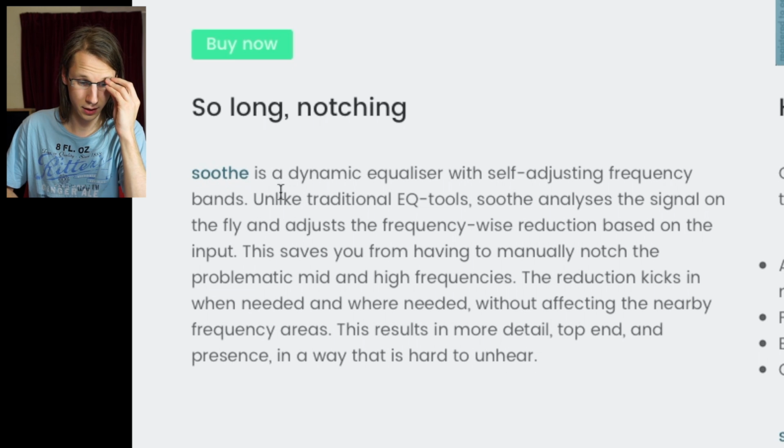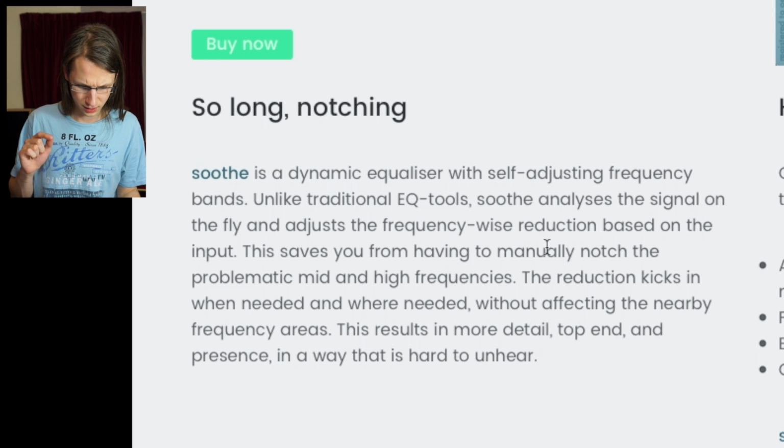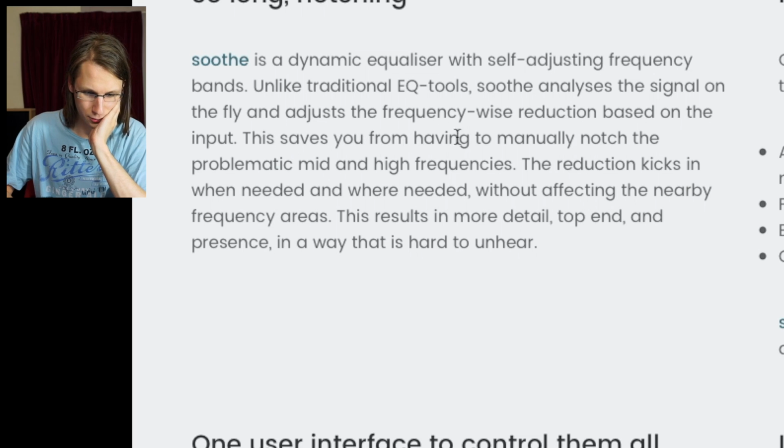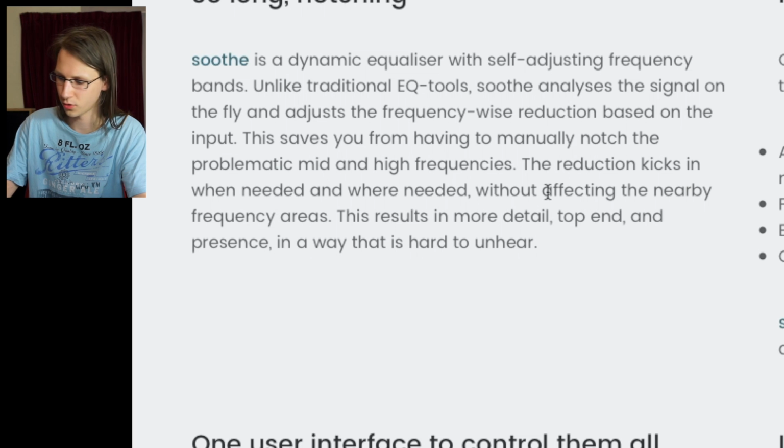So long notching. Soothe is a dynamic equalizer with self-adjusting frequency bands. Unlike traditional EQ tools, Soothe analyzes the signal on the fly and adjusts the frequency-wise reduction based on the input. Okay, this saves you from having to manually notch the problematic mid and high frequencies. The reduction kicks in when needed and where needed without affecting the nearby frequency areas. This results in more detailed top end and presence in a way that is hard to unhear.